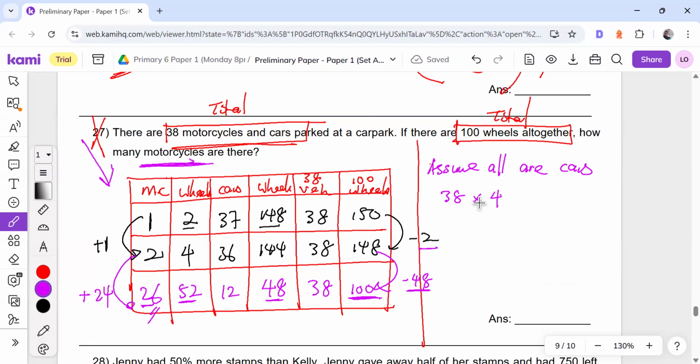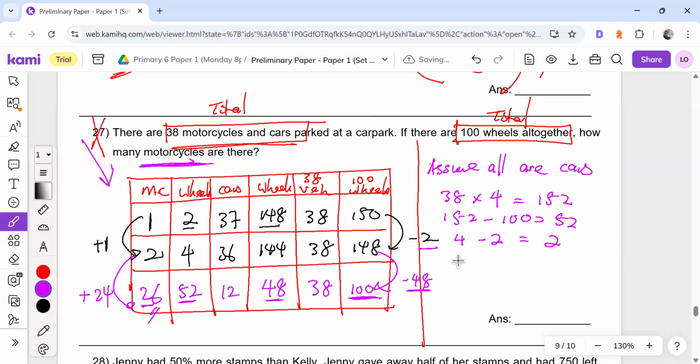Then how many wheels? 38 times 4. Okay, 38 times 4, that would be the total wheels, which is, of course, the wrong total, right? So what is the correct total wheels? So second step, you take the total which is wrong, minus the total that is correct, to get the difference. Then the next step, also quite easy. You compare one car with one motorcycle. How many more wheels does one car have? One car has two more wheels.